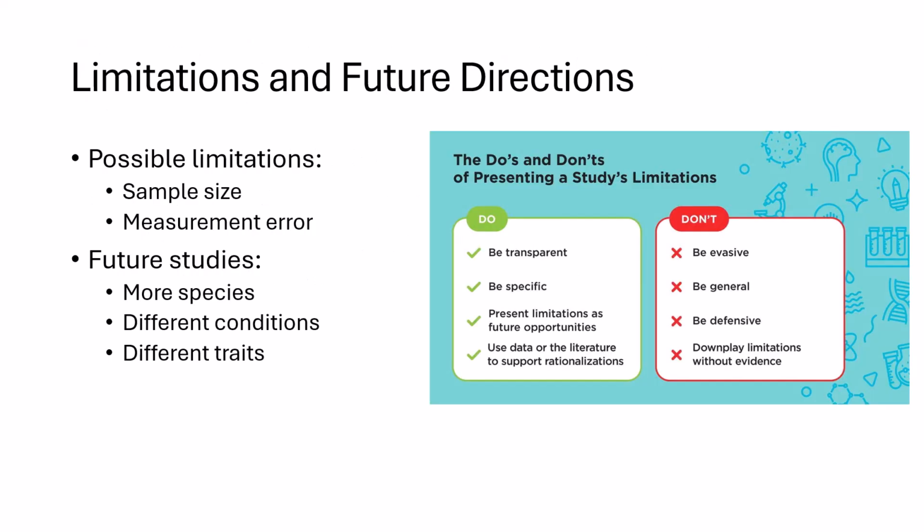Good science is honest about its limits. No experiment is perfect, and the discussion section is where you acknowledge that. Maybe the sample size was small. Maybe measurements weren't perfectly precise. You also use this space to suggest what should be done next, how someone could build on this experiment to learn even more.